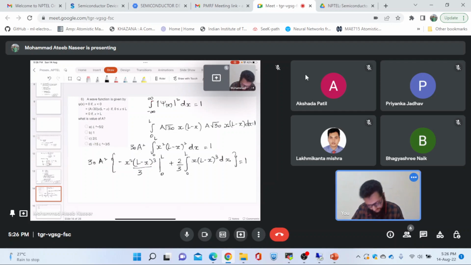This equals 1. If I now put the limits in, if I put x equal to L, this term goes and I am left with 0. And if I put x equal to 0, this will also simply be 0. So this expression overall is simply 0.